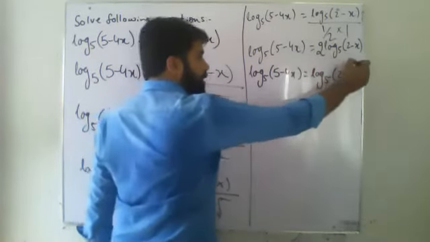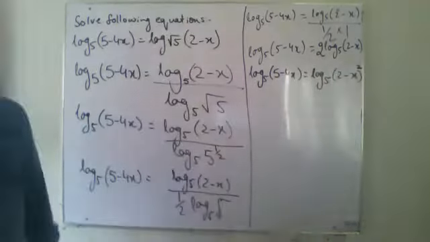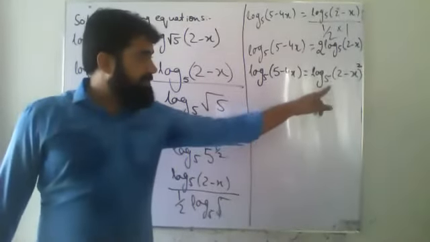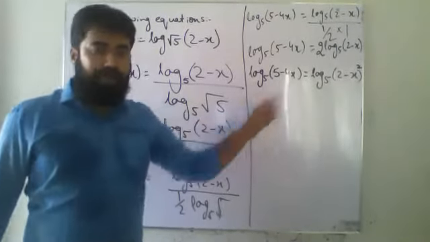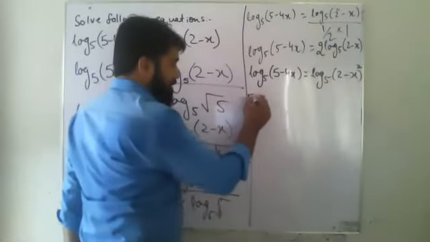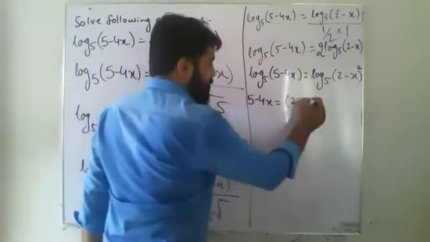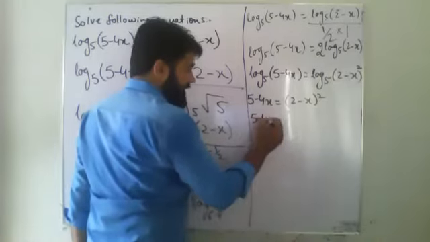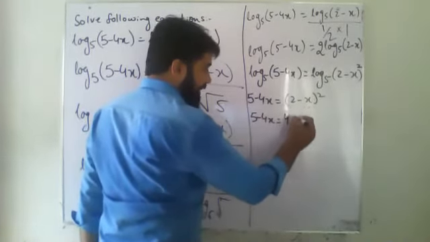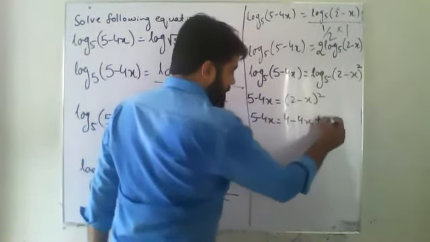Log base 5 of (5 minus 4x) equals log base 5 of (2 minus x). This 2 was written before the log, now it is written as a power. Log base 5, a single multiple on both sides, log base 5 will cancel. 5 minus 4x equals (2 minus x) squared. 5 minus 4x equals 2 squared, which is 4, minus 4x plus x squared.